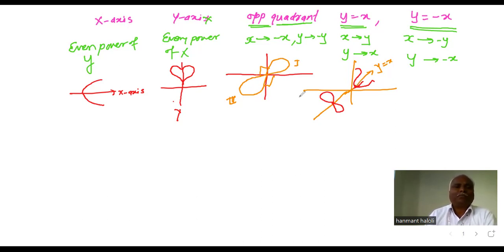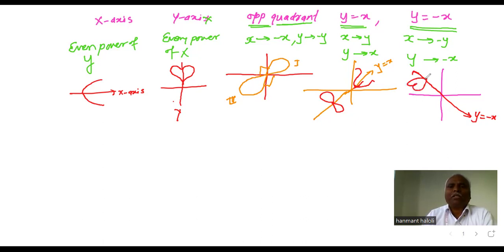And the last one: when you say that the curve is symmetric about the other line, y equal to minus x, it lies in the second and fourth quadrants. It is a line passing through the origin and dividing both the second and fourth quadrants equally. That is called the y equal to minus x line. This is our curve, and the curve is symmetric about this line. Suppose you get a curve here, you get the same curve on this side. That is symmetry about the y equal to minus x line.